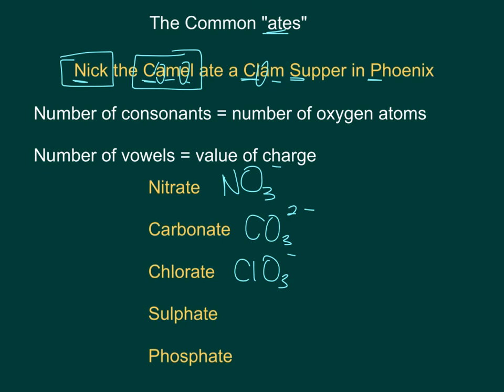Sulfate, we have 1, 2, 3, 4 consonants, so it's SO4, and the charge will be 2-. And lastly, phosphate, which we use the word Phoenix for. 1, 2, 3, 4 consonants, so PO4, and 1, 2, 3 vowels. The charge is 3-.